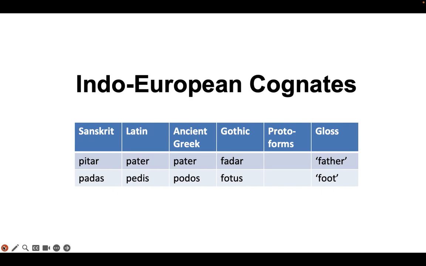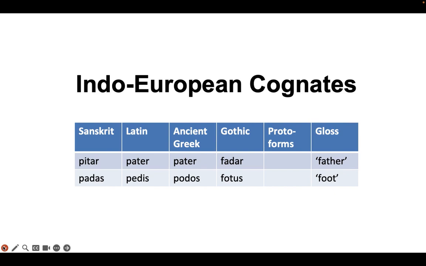So we want to start by looking at the first sound in these words and try to figure out what was the first sound in the protoform, meaning the Proto-Indo-European word for father. We can see that three of these words begin with the sound p, a voiceless bilabial stop, and one of them, Gothic, starts with f, a voiceless labiodental fricative.